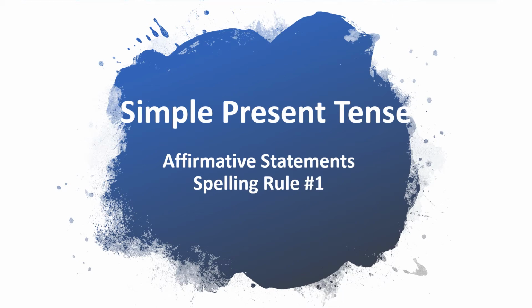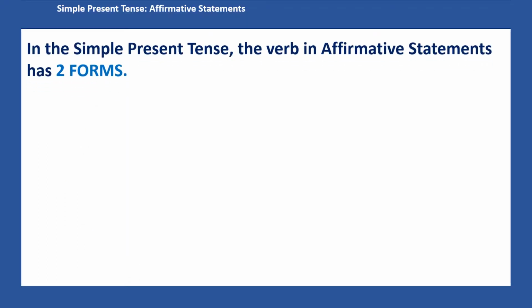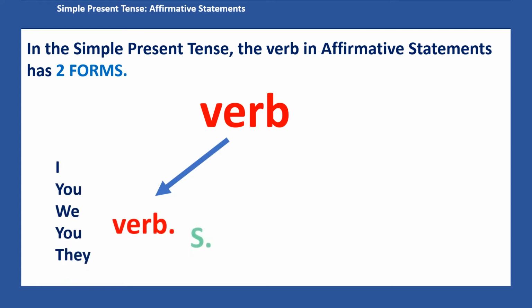Simple present tense, affirmative statements, spelling rule number one. In the simple present tense, the verb in affirmative statements has two forms. So we can say the verb with no S, and we use no S with I. I work every day. You, singular, you work every day. We work every day. You work every day. They work every day. So with the subjects I, you, we, they, there's no S.